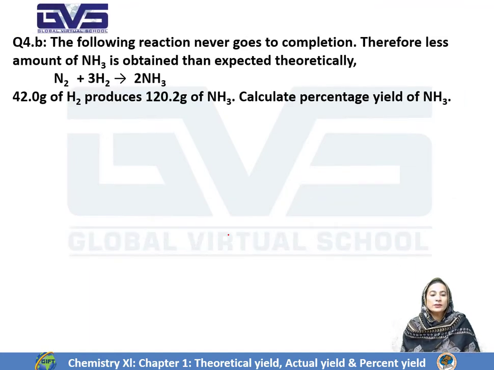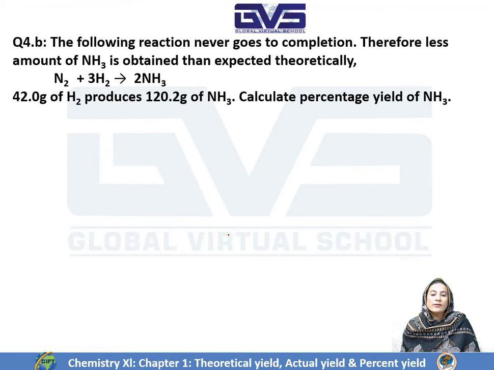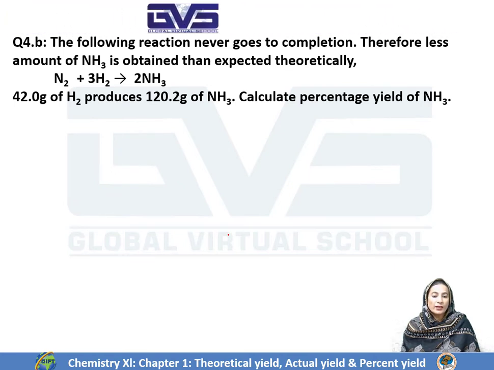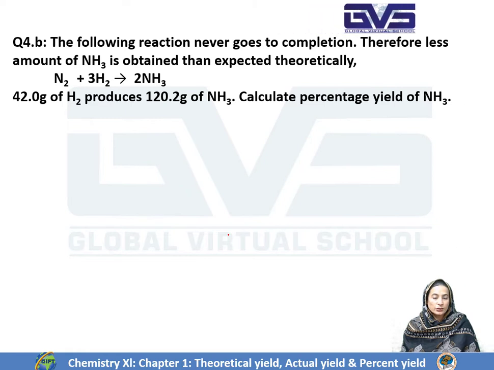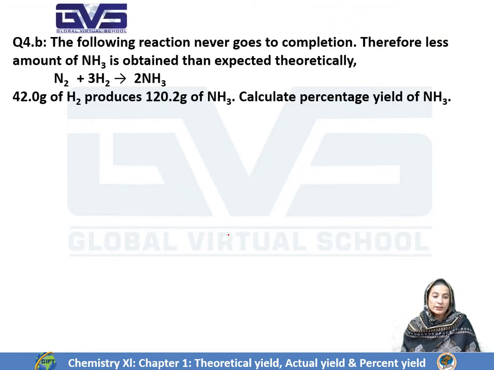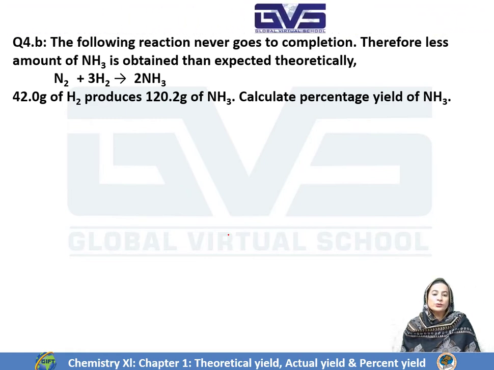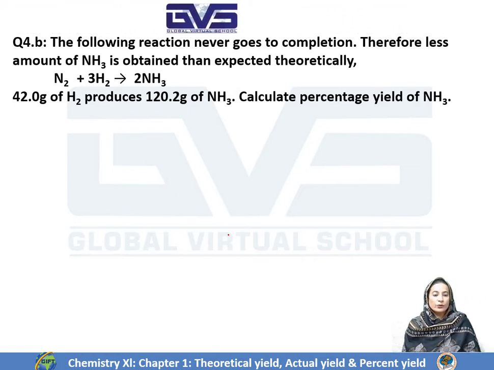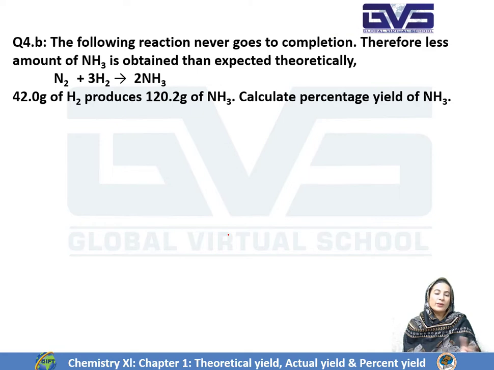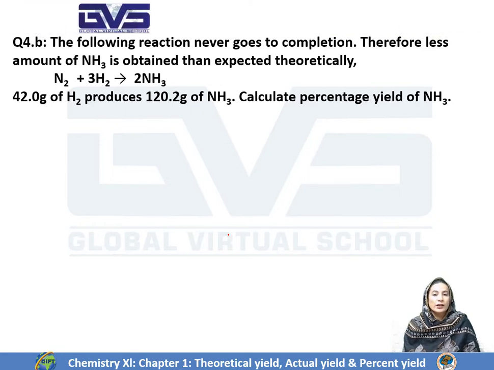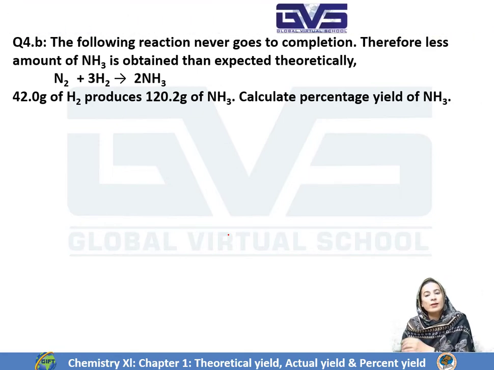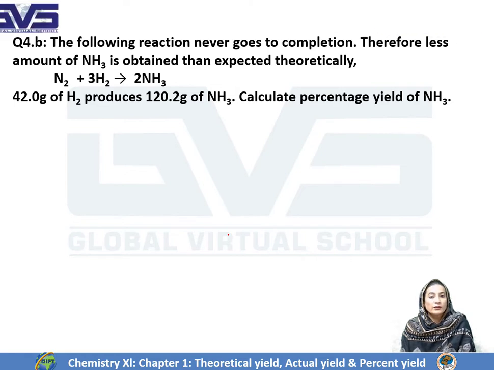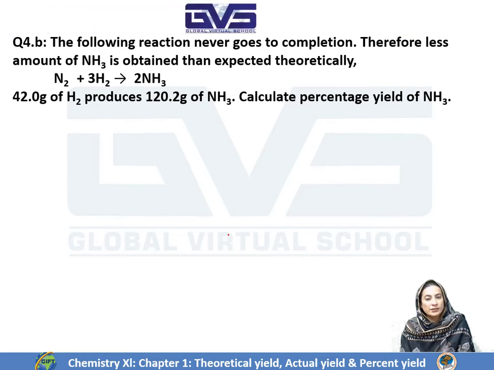The question is given: the following reaction never goes to completion, therefore less amount of ammonia is obtained than expected, the theoretical yield. So we have to first calculate the theoretical yield. 42 gram of H2 produces 120 gram of ammonia. So in real, when 42 gram of hydrogen reacts, and maybe nitrogen will be in excess, practically 120 gram of ammonia is formed. You have to calculate the percentage yield.